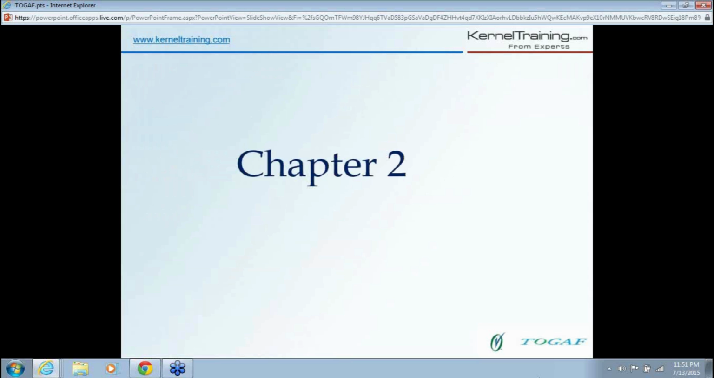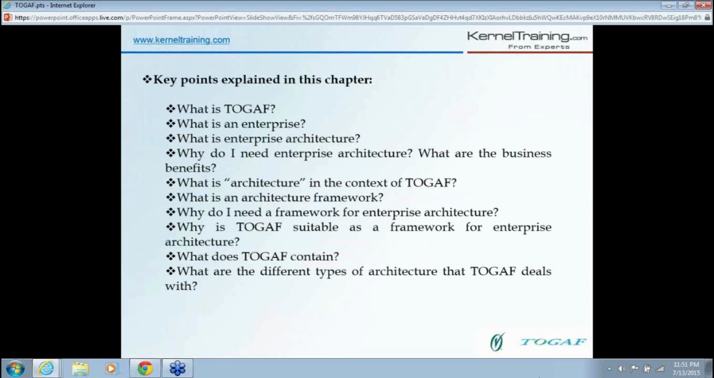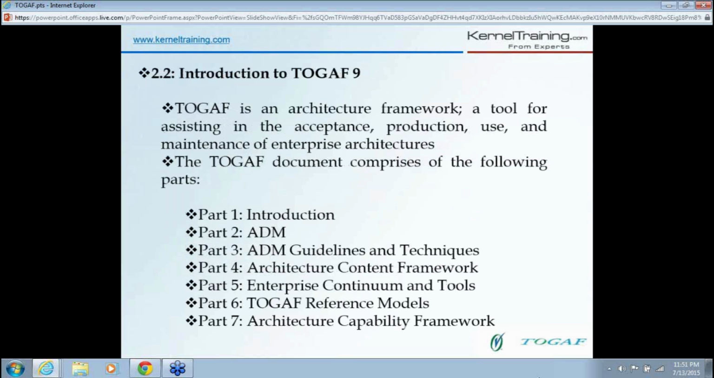So let's dive into chapter 2 and talk about some of the key points regarding what is TOGAF, what is an enterprise, what is enterprise architecture, and then why do you need an enterprise architecture in an organization, and then what is architecture in the context of TOGAF, what is an architecture framework, why do I need a framework, why is TOGAF suitable as a framework for enterprise architecture, what does TOGAF contain, and what are the different types of architecture that TOGAF deals with.